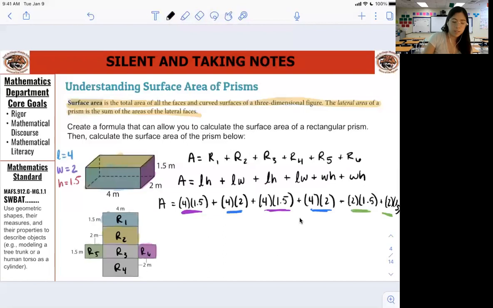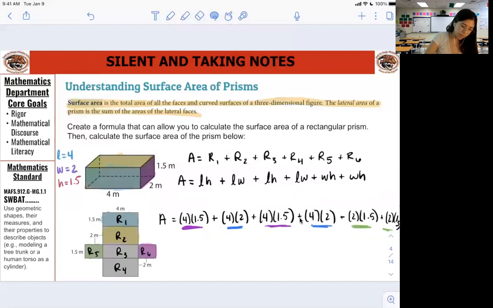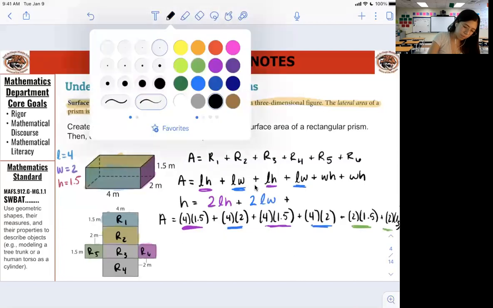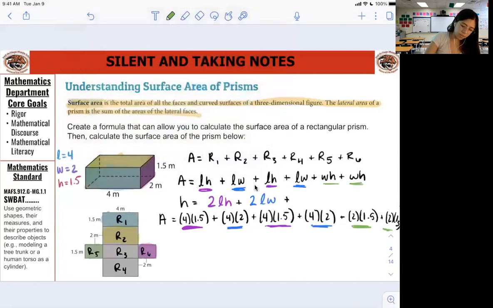Okay. So final thing. Sorry, I know I'm writing a lot. That's just because I want you guys to see where everything comes from. Now I can basically combine like terms because there's 2 of these, right? So I have 2LH. There's 2 of these. So I have 2LW. And then there were 2 of these. So 2WH. Everyone with me so far? Any questions so far?